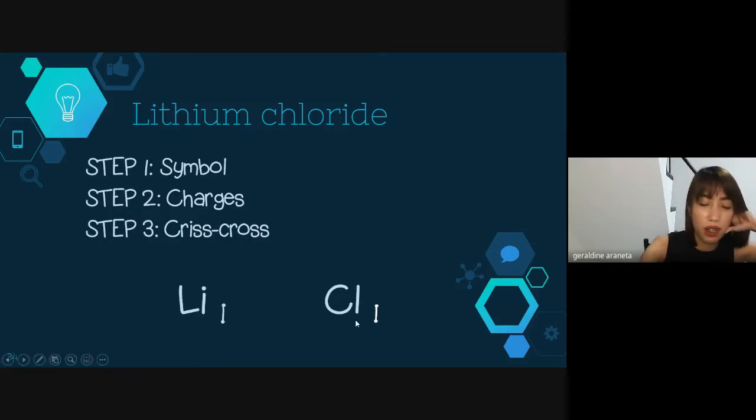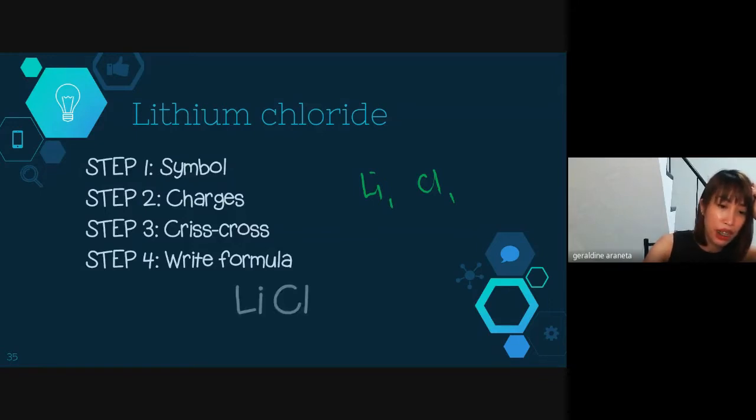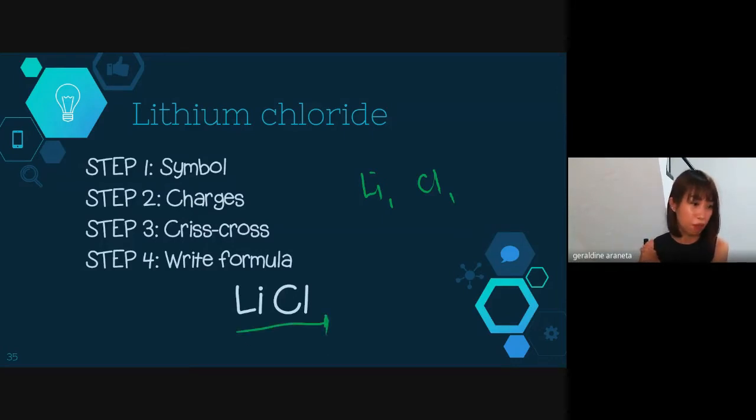Once we already have the subscripts: when it is on top, we call that a superscript; when it is at the bottom, we call that a subscript. When we have subscripts, we have to write the final formula. What we got earlier is Li sub 1, then Cl sub 1. Since both are 1, we do not have to write them anymore. So the final formula for lithium chloride is LiCl. That is how you write the chemical formula. Is it understood?